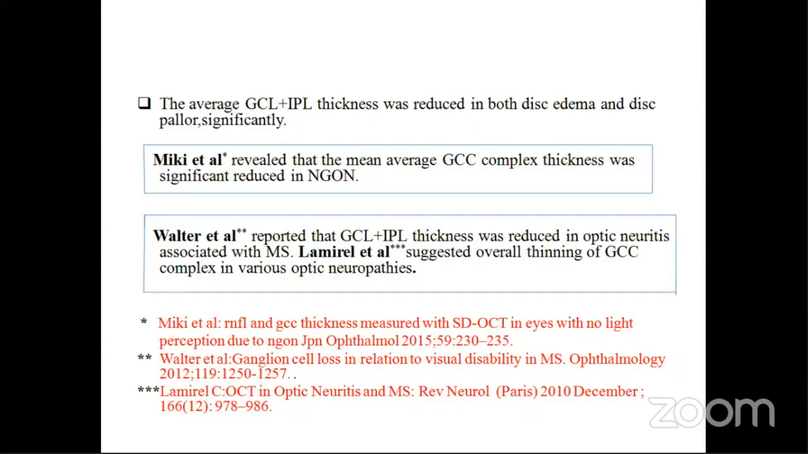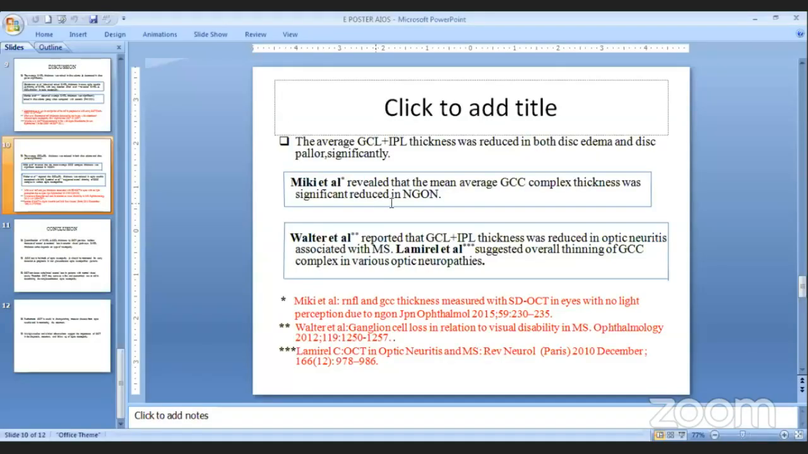Doctor, you're not audible. Am I audible or not? Yes, doctor, but your sound is very low.